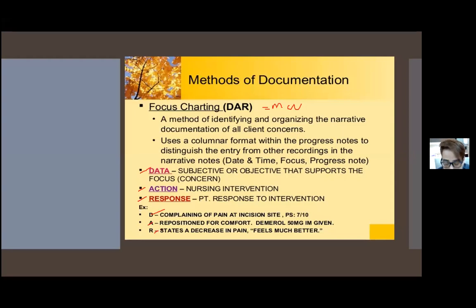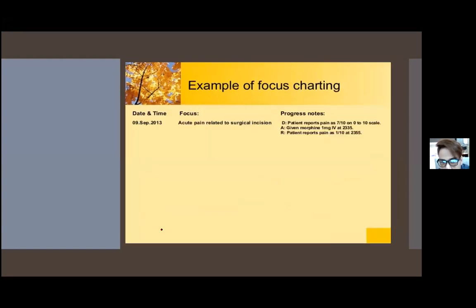Okay, so that is also your focus charting pero mas shorten siya compared to SOAPIE kasi ang nasa kanya DAR na lang, data, action, response. Sa MCU, DAR ang ginagamit nila. Yeah. So this is another example for focus charting. Ang data niya is pain. Nagbigay siya ng morphine. Bumaba ang kanyang pain level.